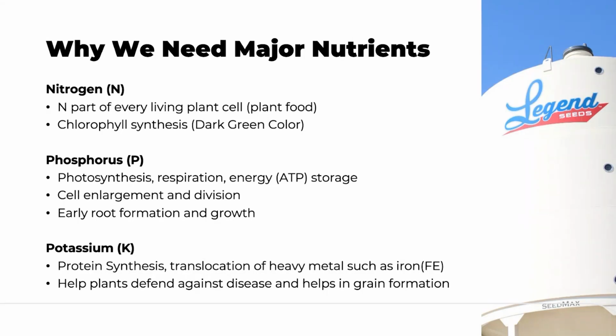Potassium, your potash that you apply out there, helps in protein synthesis and the translocation of heavy metals such as iron out there in your soils. And a big thing is that it helps the plant defend against disease that it's going to see throughout the year, and then gives you some good grain formation at the end of the year.